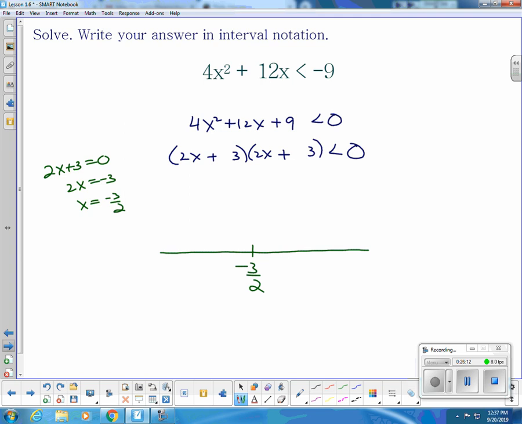So we're going to test the point on the left of that. Give me a number less than negative 1.5. Negative 2. So if I do negative 2, that's negative 4 with a 3 is a negative, and that's still going to be negative, so that's going to be positive. If I go on the right side and put a positive 2, it's still going to be positive times a positive, which is positive. Guys, this is a perfect square. It doesn't matter what you put in there, you're going to get positive.